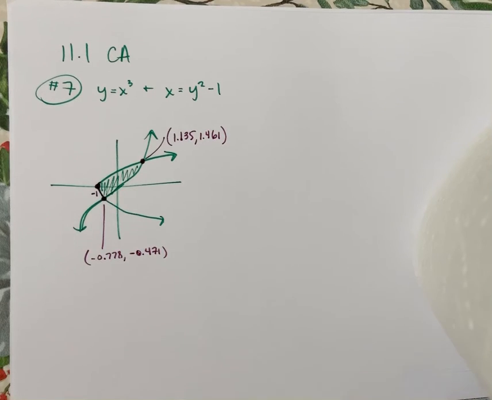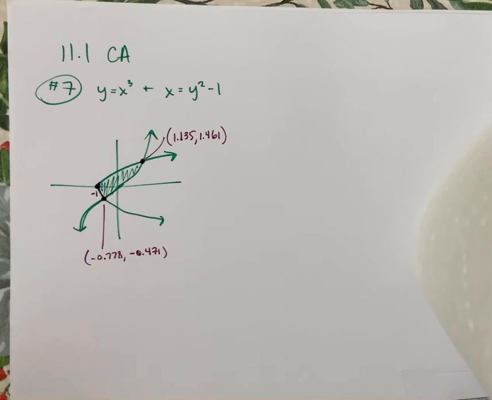Hi, we're going to do 11.1 corrective assignment number 7. So I sketched the graph, which it asks you to do in the middle of your paper, and I labeled some of the points here. The first thing we want to realize with this one is that it is way easier to do it with respect to y than it is with respect to x.